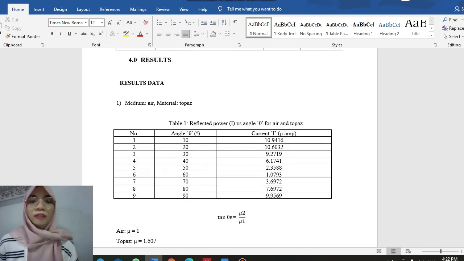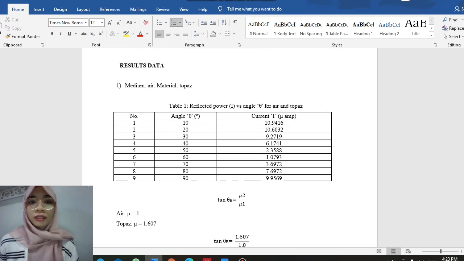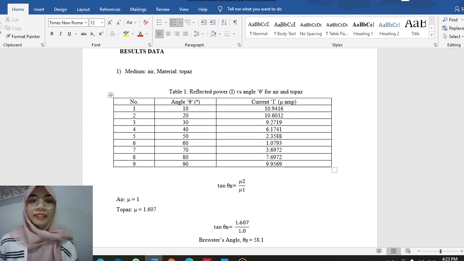Now I will present how we get the result of the data. First, we choose only one medium for this experiment, which is air, but we choose two materials for this experiment, which are topaz and crown glass. So let's look at how we get the Brewster angle for topaz.